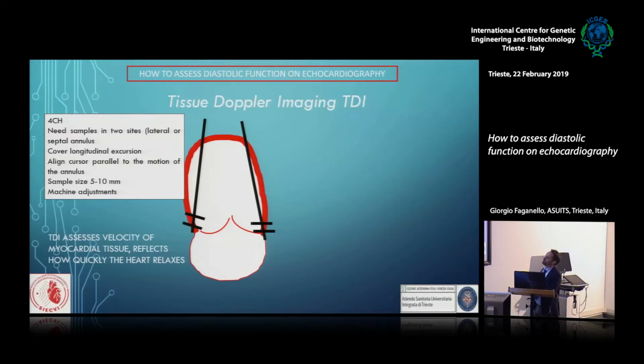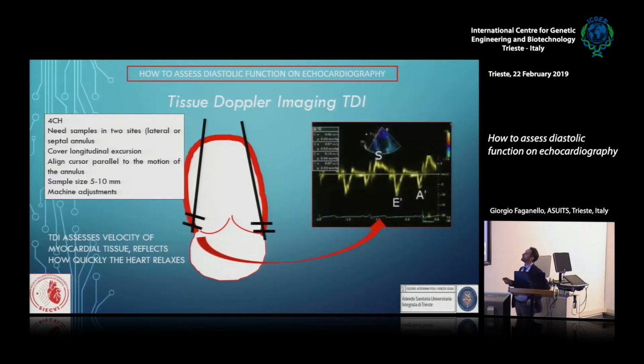And you need to cover a longitudinal excursion, so you need to be almost parallel to the excursion of the left ventricle. Don't forget that the left ventricle has an excursion from the mitral valve to the apex, in this way. So you need to measure this excursion. Align the cursor parallel to the motion of the annulus with a sample size of 5 to 10 millimeters and machine adjustment, as we know. And what happens is that you will get your waves, S wave, E prime wave, A prime wave.